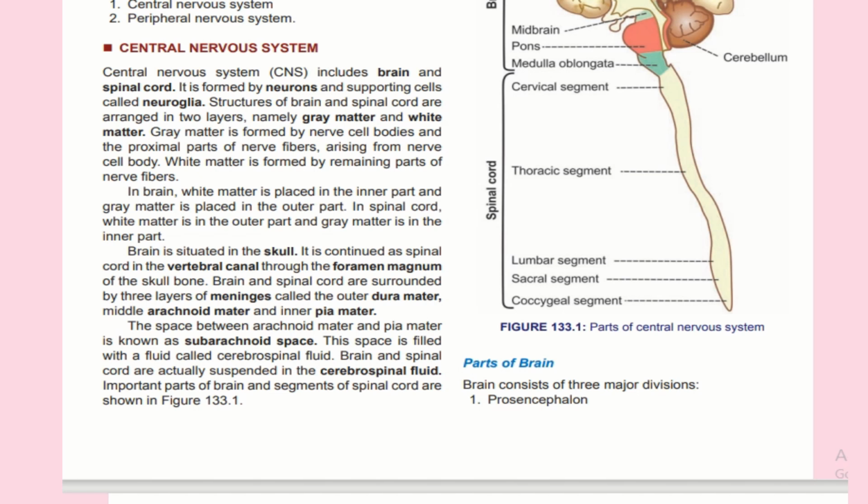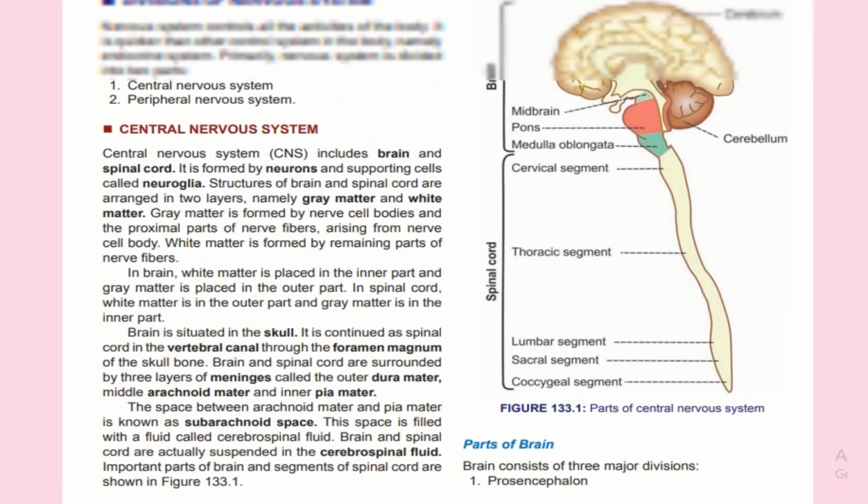Brain and spinal cord are surrounded by three layers, which are your meninges: the outer dura mater, middle arachnoid mater, and the inner pia mater. So the meninges or the layers of brain are dura mater, arachnoid mater, and pia mater from outer to inside. Space between the arachnoid mater and the pia mater is known as subarachnoid space. This space is filled with a fluid called cerebrospinal fluid. Brain and spinal cord are actually suspended in the cerebrospinal fluid.